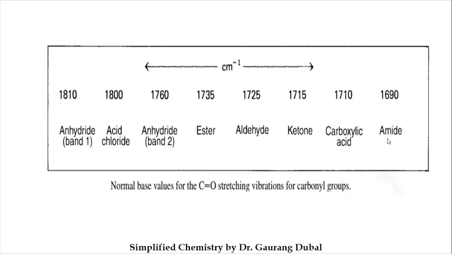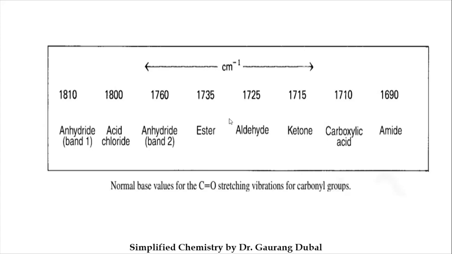So the basic value for amide carbonyl is 1690, carboxylic acid is 1710, ketone 1715. These are the values which you will find in each and every reference book.